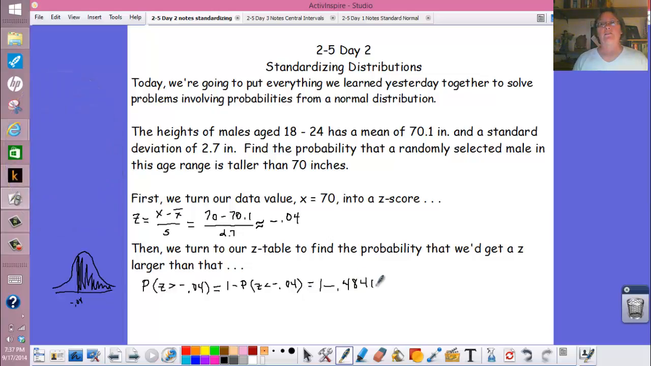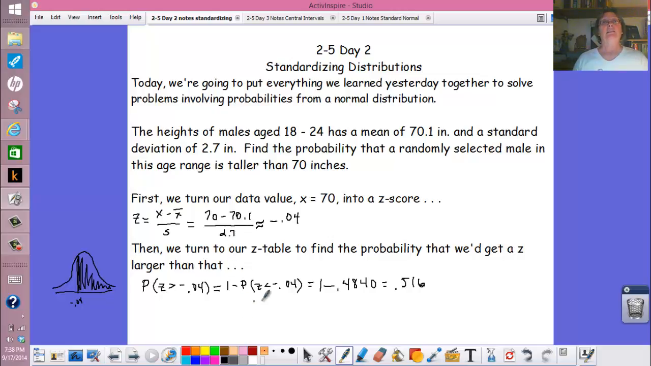I checked my z-chart, and the probability that we get less than a negative 0.04 for a z-score is almost half, which you would expect. It's just under half. So we subtract that from 1 to come up with our probability that we get someone who is 70 inches or taller. It comes out to be around 0.516. So there's around a 51%, or close to 52%, chance that we will get a randomly selected college-age man who is taller than 70 inches.